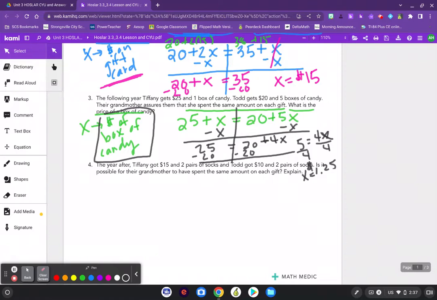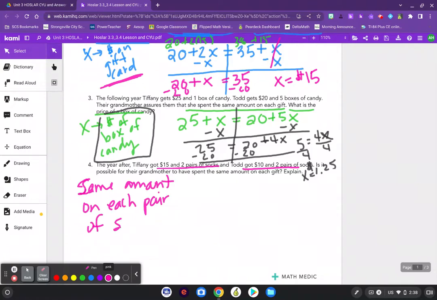For the year after, Tiffany got $15 and 2 pairs of socks. Todd got $10 and 2 pairs of socks. Is it possible for their grandmother to have spent the same amount on each gift? Well, I feel like I have to make an assumption here. The assumption is, without them telling me, that she spent the same amount of money on each pair of socks. If I make that assumption, then it feels like there's no way that these gifts could have cost the same amount.